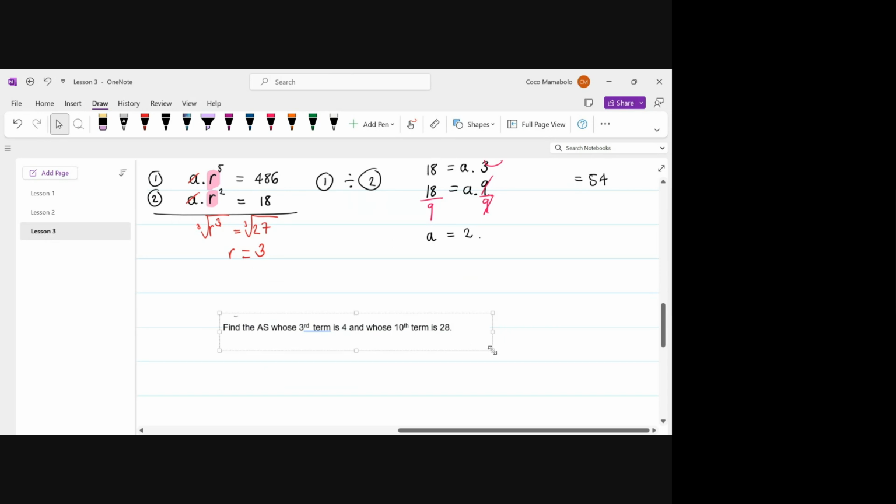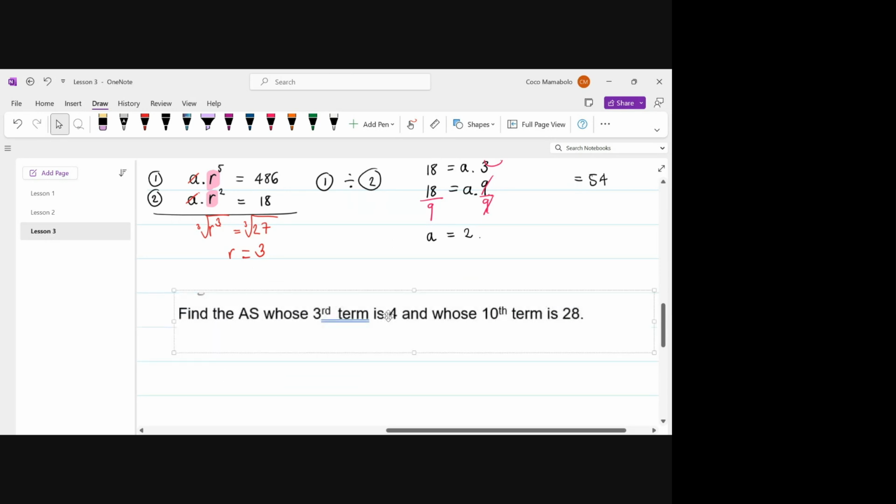Paste. Okay, so this one here says, find the arithmetic sequence. So AS stands for arithmetic sequence, whose third term is 4 and whose 10th term is 28.